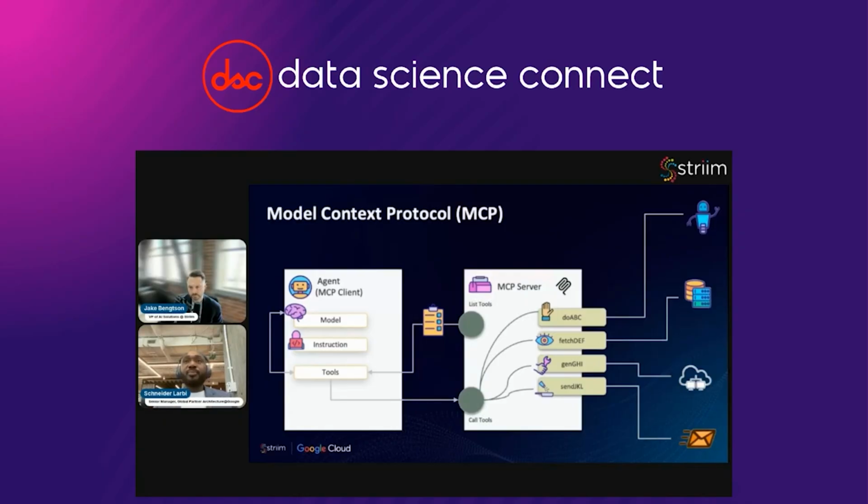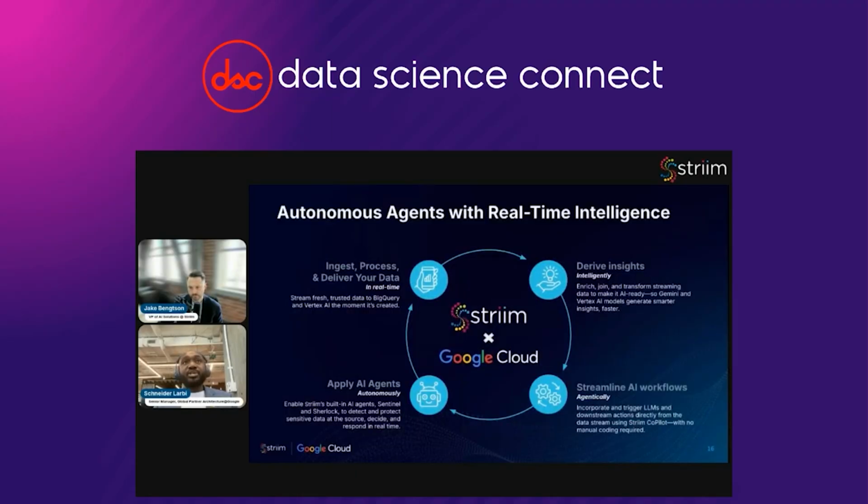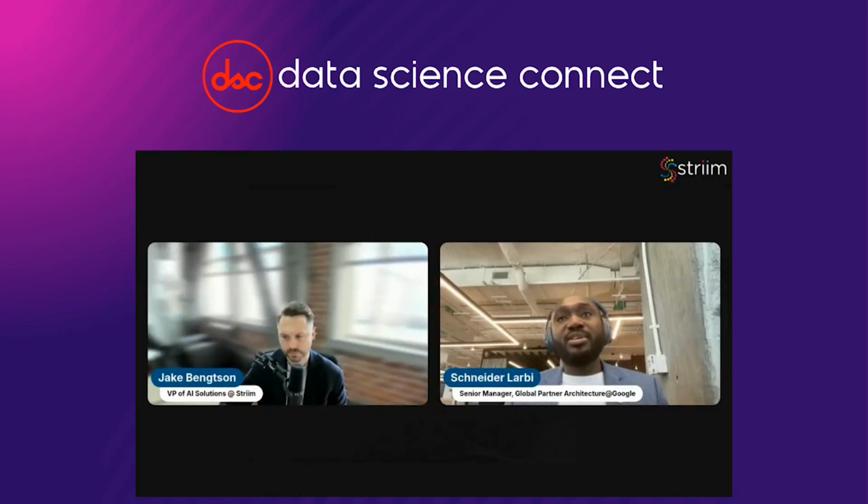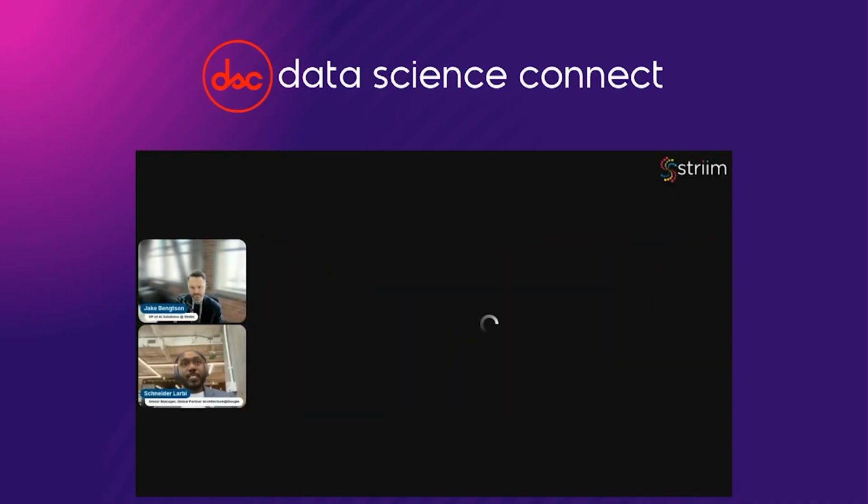So in a nutshell, this is what we're doing on top of Google Cloud and working together with partners like Striim to be able to bring fresh data to make sense out of it for your agents, to help you unlock real value out of enterprise data. So at this point, I'll hand it back to Jake, and Jake will discuss how all of this ties into the real-time intelligence systems that Striim is pursuing with us.